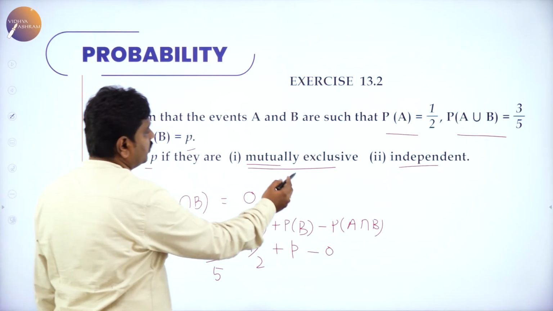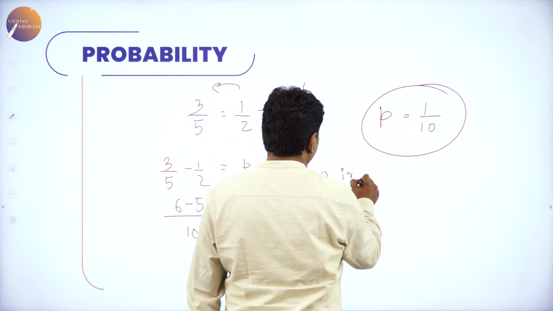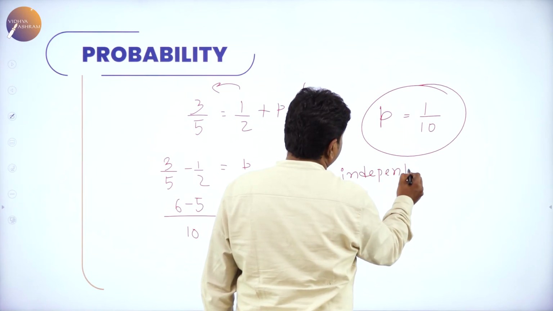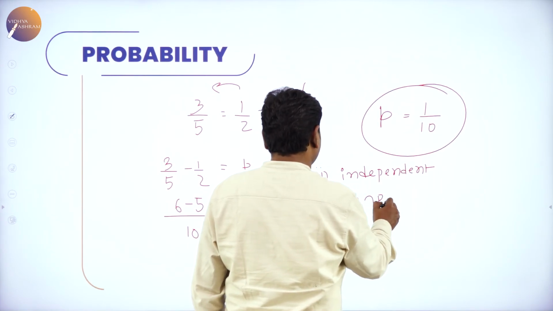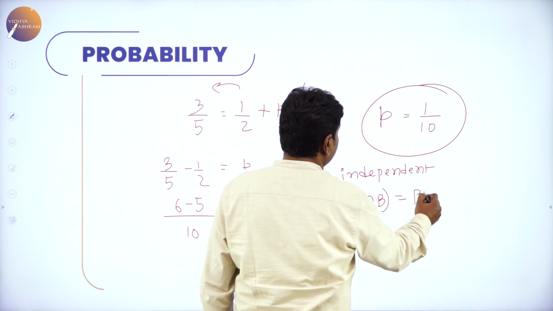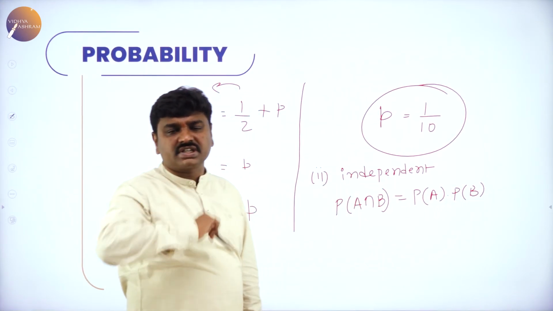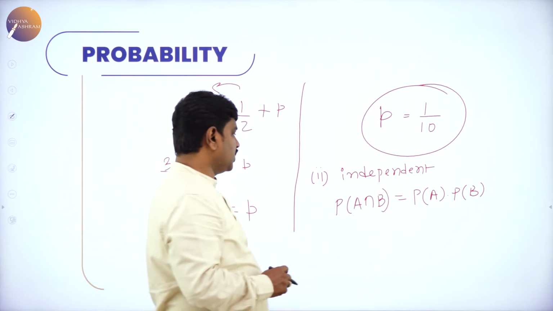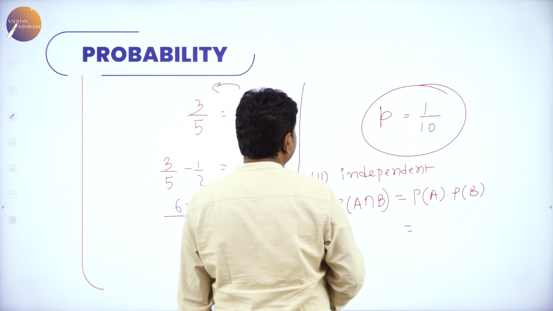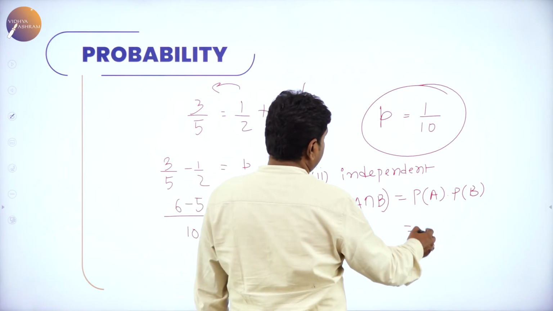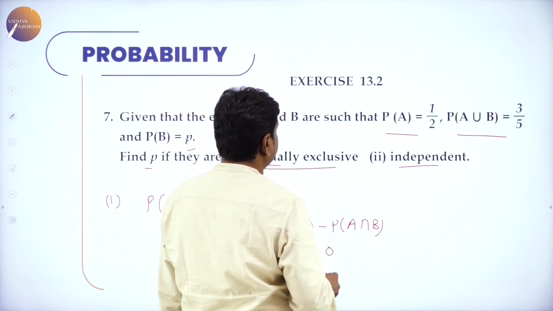Second part they told they're independent. What is the rule for independent? See, if two events are independent, then P of A intersection B is exactly equal to P of A into P of B. We know that if two events are independent, then P of A intersection B has to be equal to P of A into P of B. So here P of A they give 1 by 2.